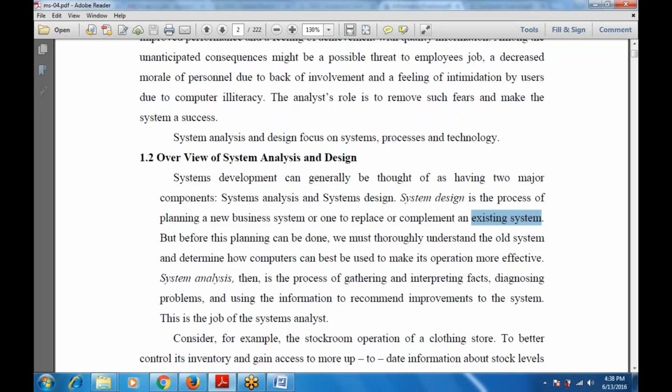And this is the job, the task, of the system analyst. There is a system analyst in the organization that makes the analysis and the design.